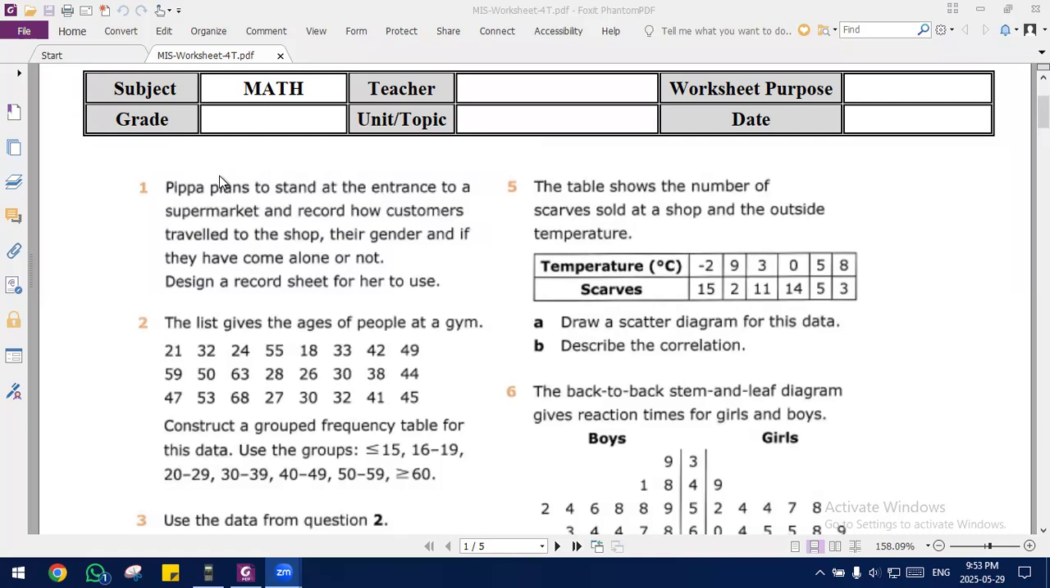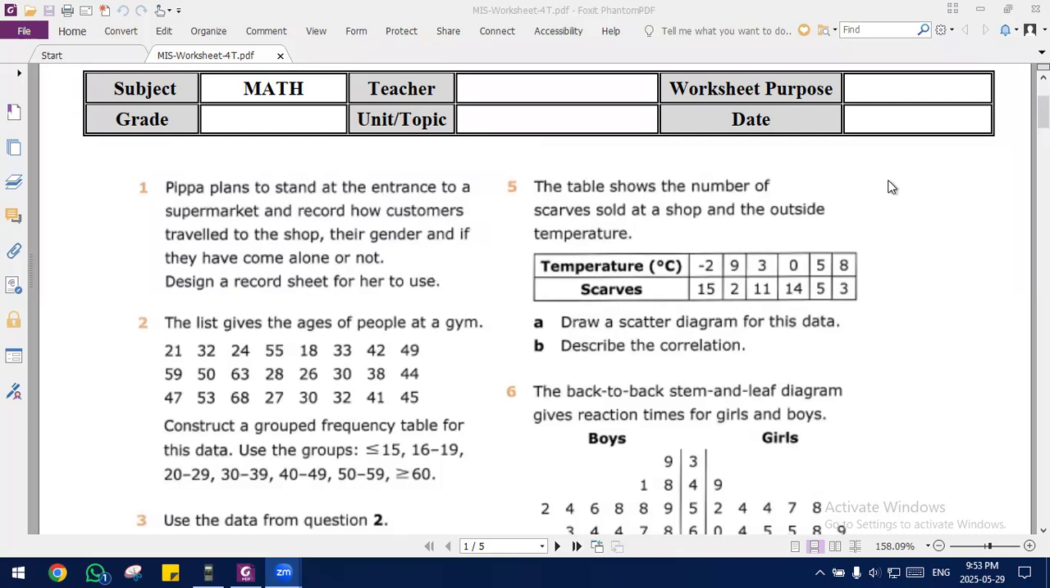Pippa plans to stand at an entrance to a supermarket and record how many customers traveled to the shop, their gender, and if they have come alone or not. Design a record sheet for her to use. Okay, so this is for the part of collecting data.